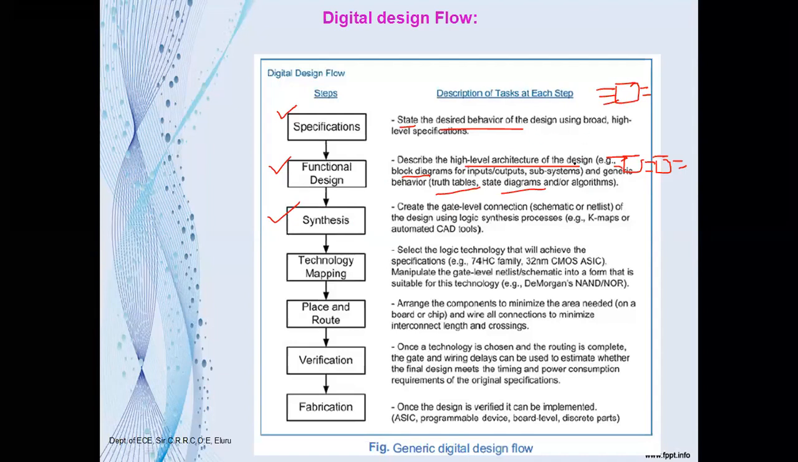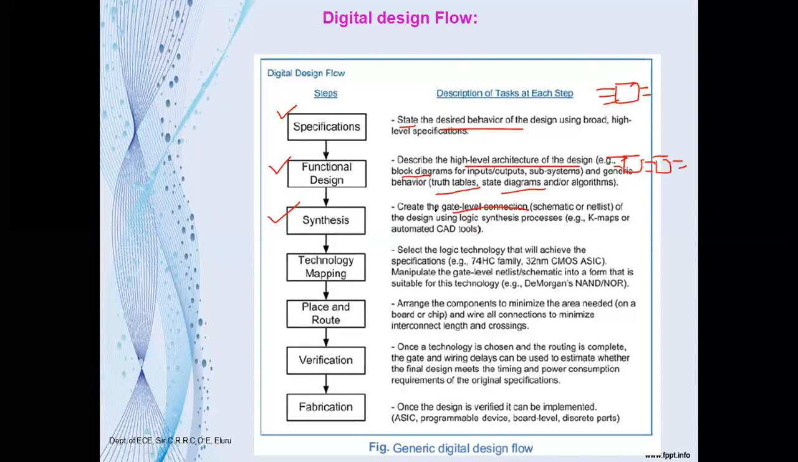These are all high level abstractions. The specifications and the functional designs are high level. We are not using any gates or any circuits here. We are just representing the circuit behavior with the help of block diagrams only. But now in the synthesis, we will create the gate level connection here, which means one step into the abstraction. So here we will use the synthesis, which means the digital gates.